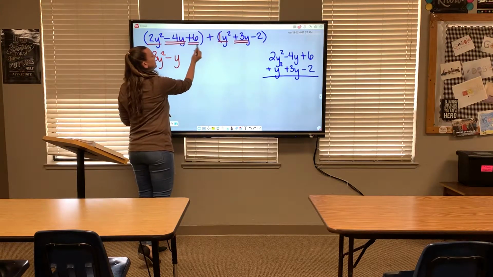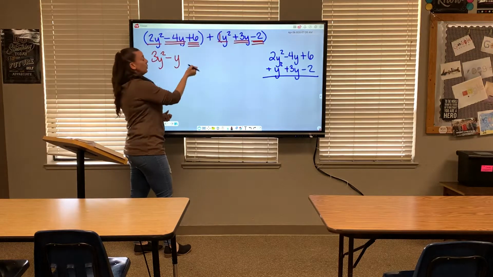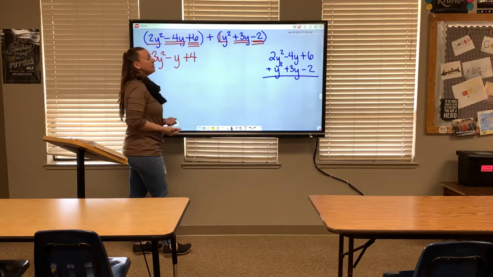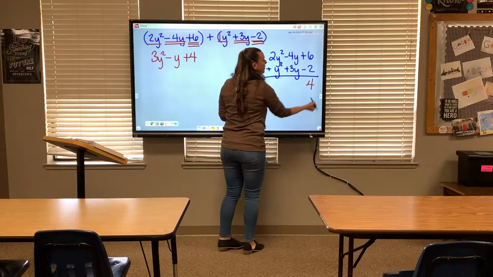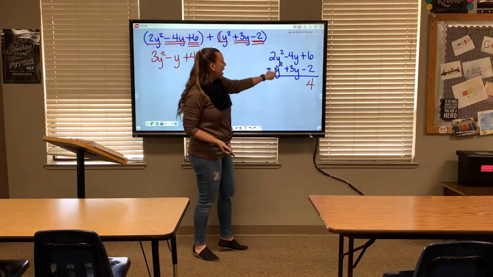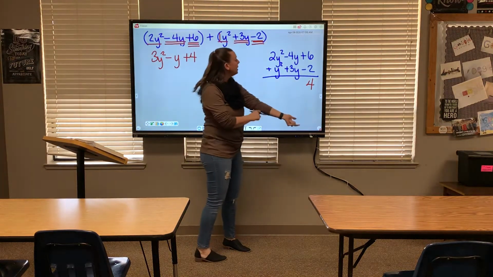And then I have a plus 6 and a minus 2. 6 minus 2 is going to be a positive 4. Okay, let's go ahead and work it down. So 6 minus 2 here is 4. I want to double check before I start that I have the like terms stacked. So I have the y squareds, the y's, and the constants all stacked.